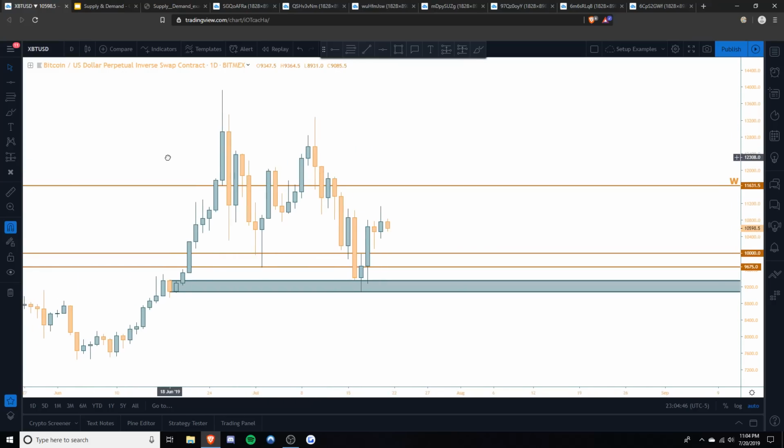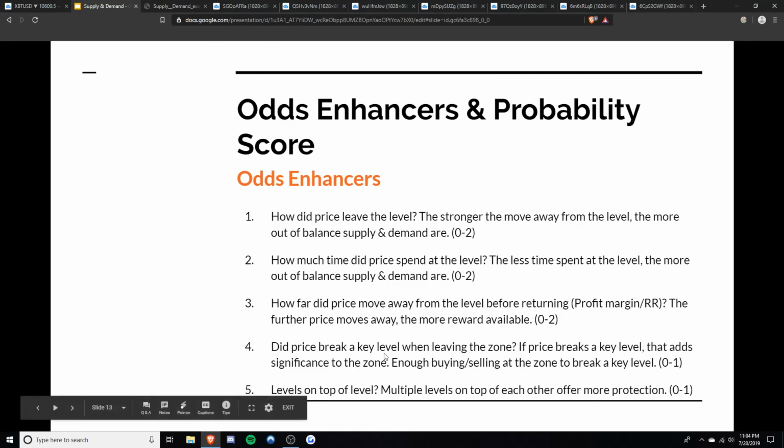So did price break a key level when leaving the zone? Absolutely. So that's another point. So far, this is a perfect zone. Do we have levels on top of levels, or levels below levels, I guess, if we're on the buy side on demand? So what do we have?